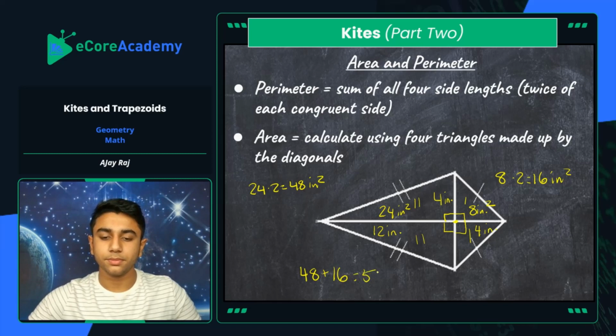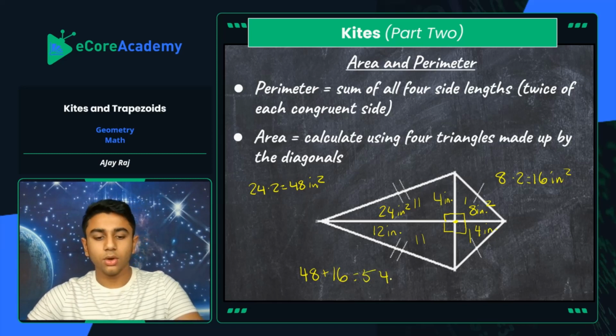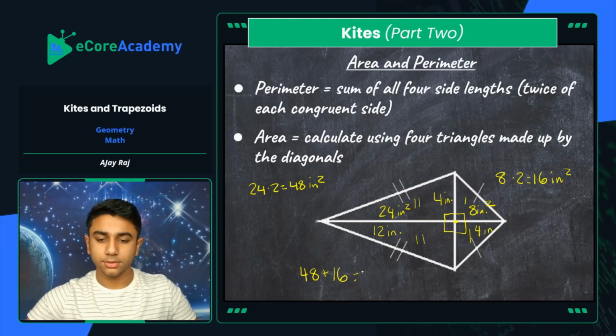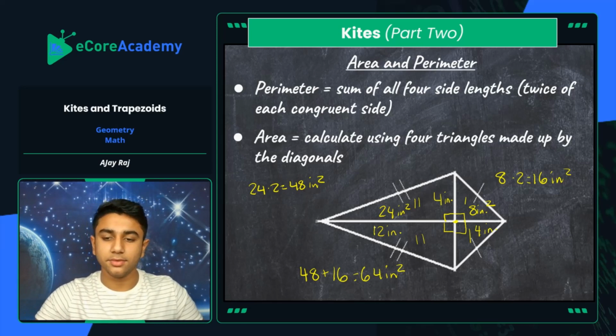Let me get 54. Oops, I apologize. 64. 64 inches squared. All right, so that's the area of this entire kite.